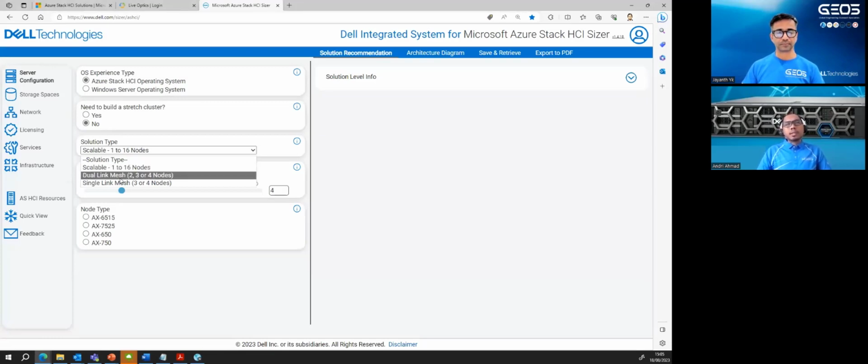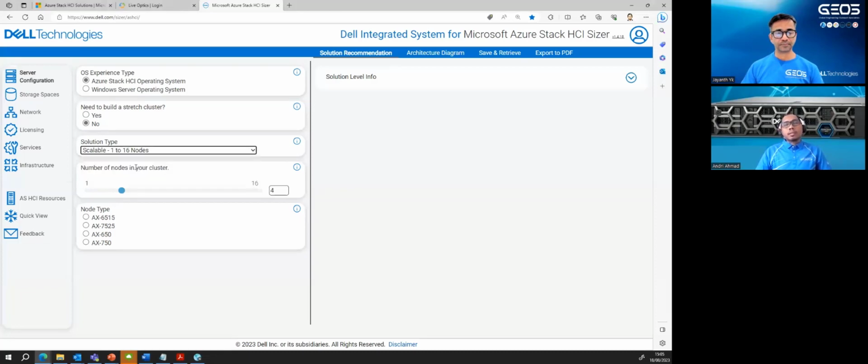The other option is whether you want to have switchless, right? So dual link mesh switchless or single link mesh switchless. This is usually a use case for edge, right? Where usually you don't have any sophisticated network equipment. So your storage traffic still can use the RDMA by using directly connected or back-to-back cables, right?